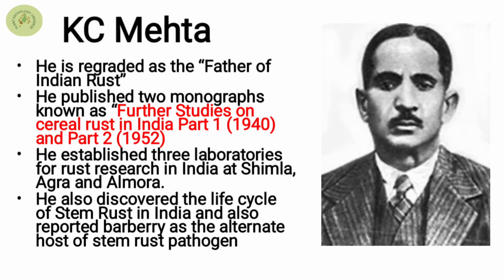He published two important monographs, Further Studies on Cereal Rust in India, part 1 in 1940 and part 2 in 1952. He also established three laboratories for rust research in India, which are in existence till now. One was in Shimla, one was in Agra, and one was in Almora, that is Uttarakhand. He also discovered the life cycle of stem rust in India, and he reported that barberry acts as an alternate host of the stem rust pathogen.